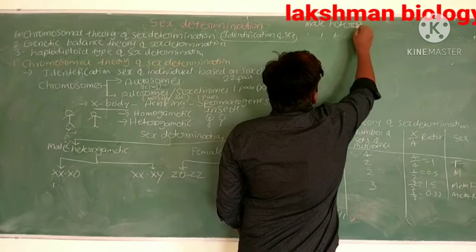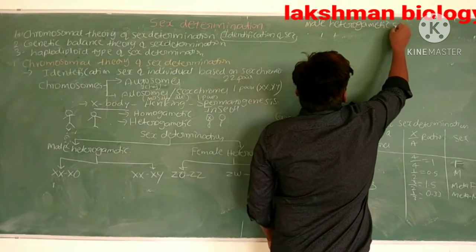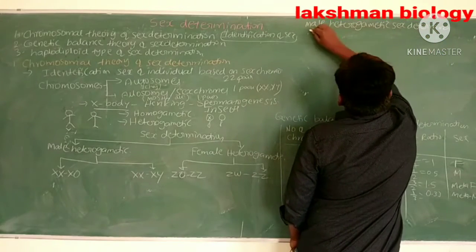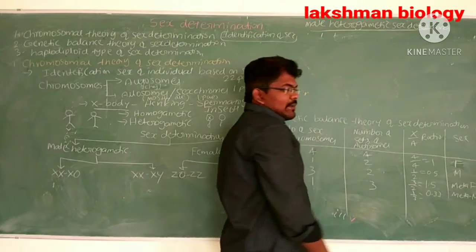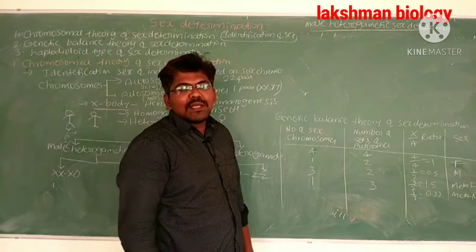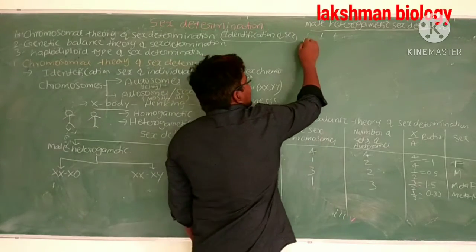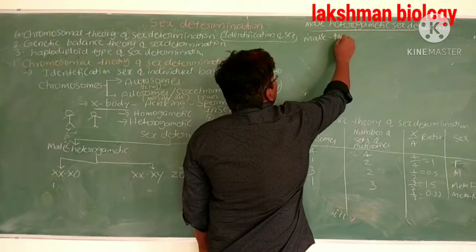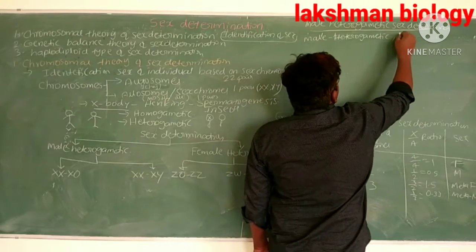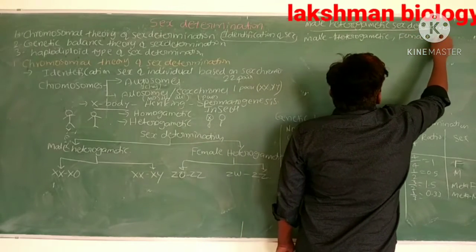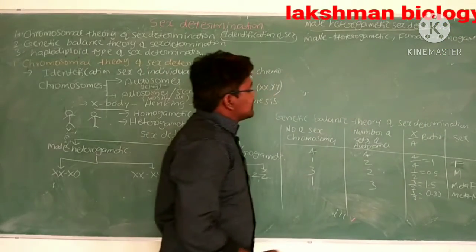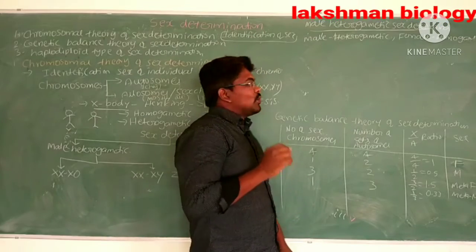In male heterogamatic sex determination, the male produces two different gametes because the male is heterogamatic, and the female produces similar gametes because the female is homogamatic. Understood? Male is heterogamatic, female is homogamatic.